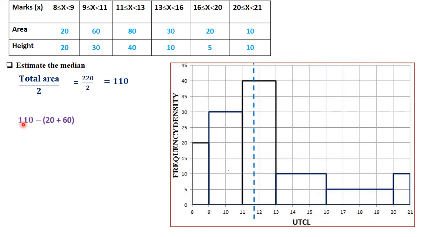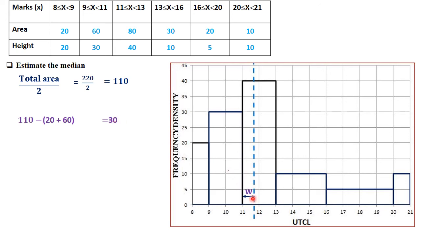So in our case, I'll have 110 minus 20 plus 60. 20 and 60. Why? Because if I add the third class, I'll pass 110. Remember, 20 plus 60 plus 80 will be 160. So I don't want to go past 110. I just need to go somewhere before 110, but with full classes. So 110 minus the sum of those two will be 30. That means we have an area between where the line is and 11, a region whose area is 30 square units.